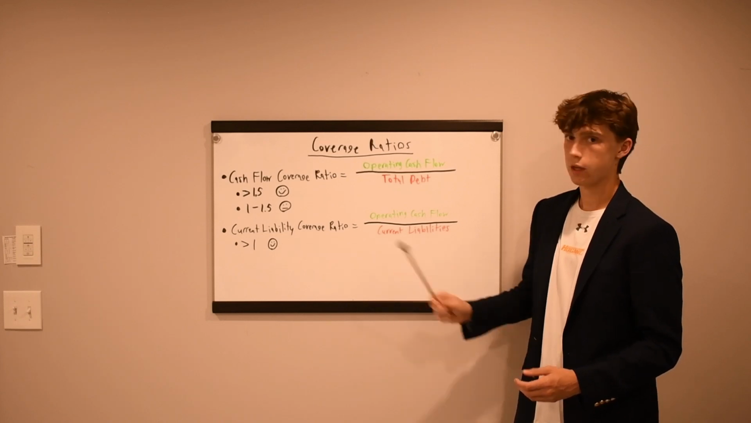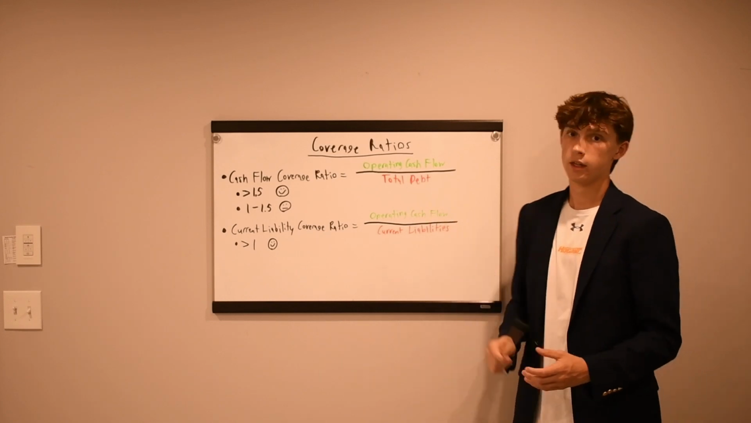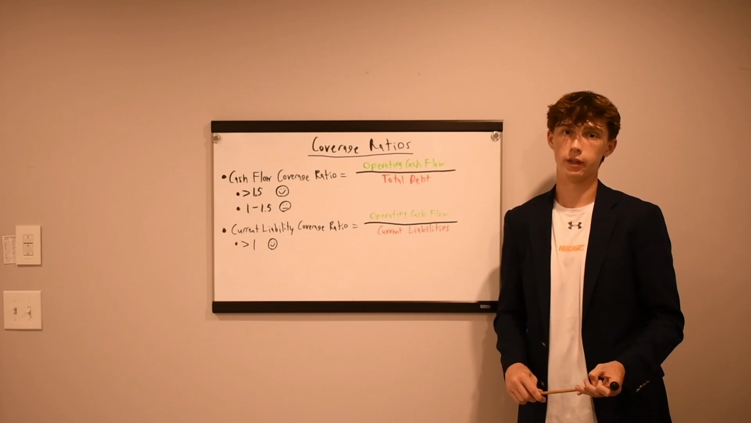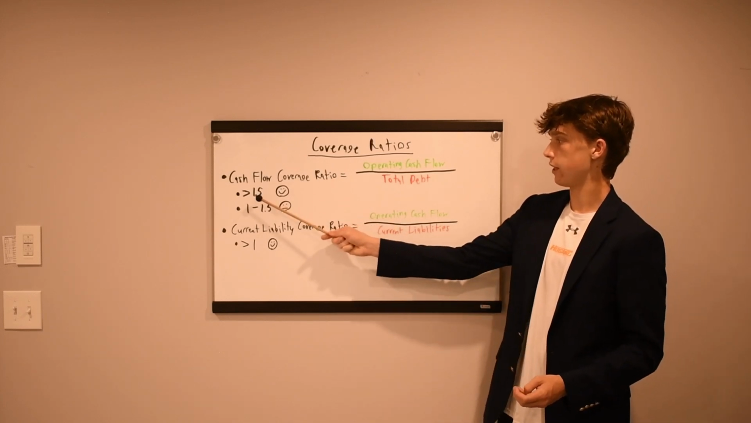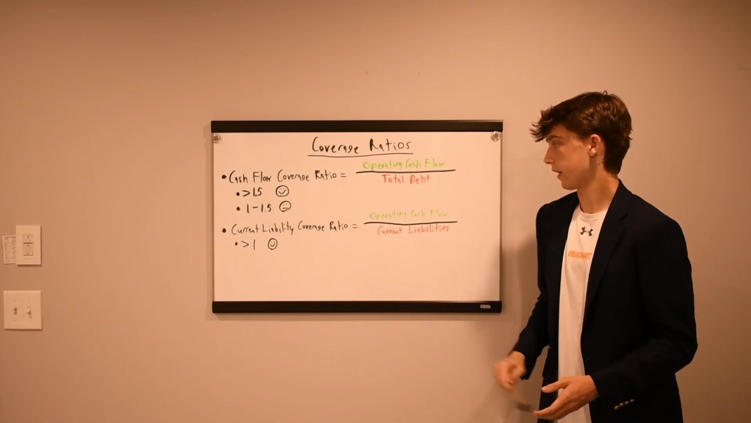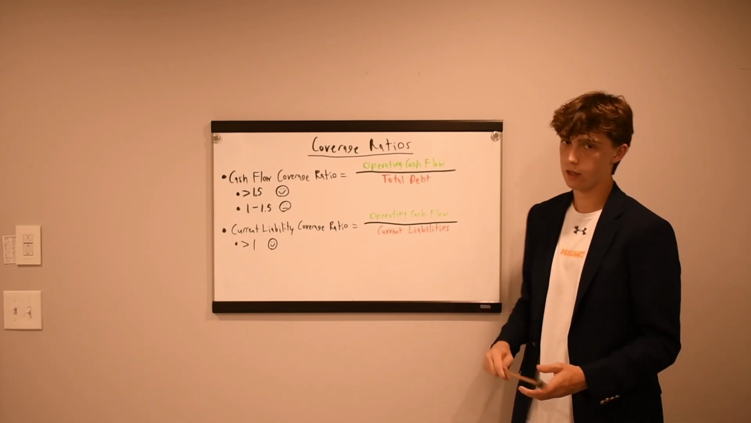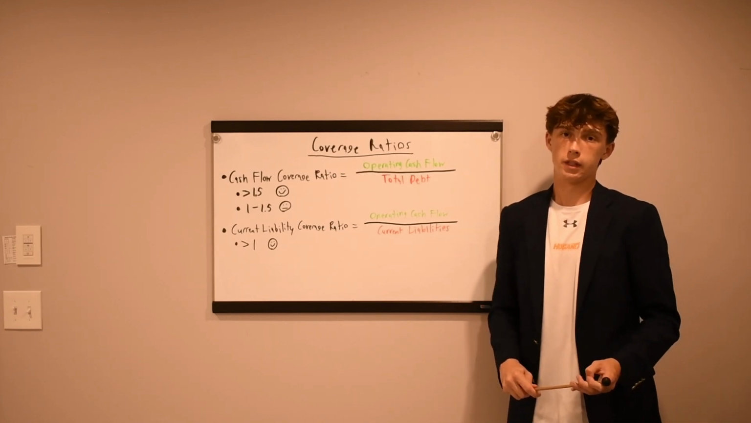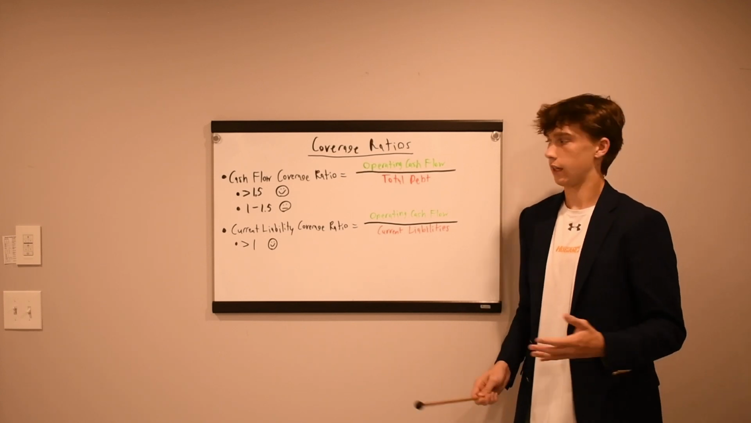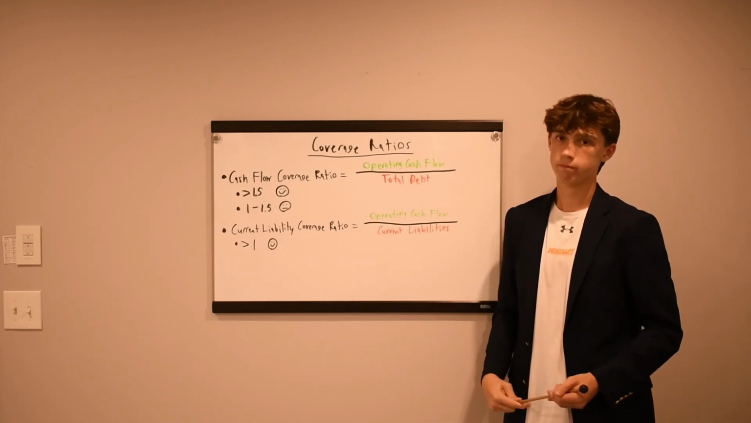Next, we have 2 different coverage ratios that are important: the cash flow coverage ratio and the current liability coverage ratio. The cash flow coverage ratio is your operating cash flow over your total debt. Now, this allows us to determine how good a company is at paying off their long-term debts with their operating cash flow. An ideal number for this is above 1.5, and an average number for this is in between 1 and 1.5. Next is the current liability coverage ratio, which is your operating cash flow over your current liabilities. Now, this allows us to determine the company's ability to pay off short-term debts with their operating cash flow, and thus kind of shows us the liquidity of the company. And an ideal number for this is above 1.